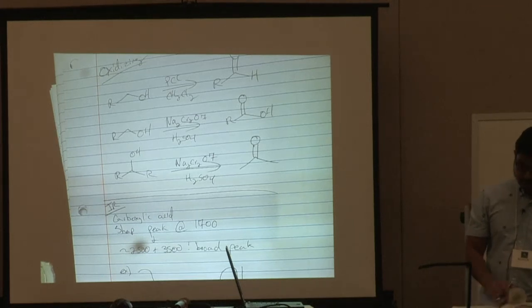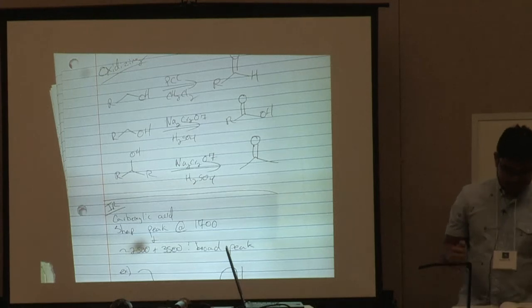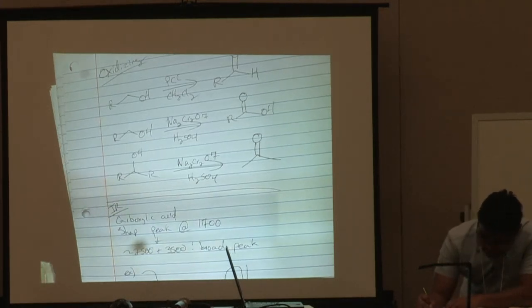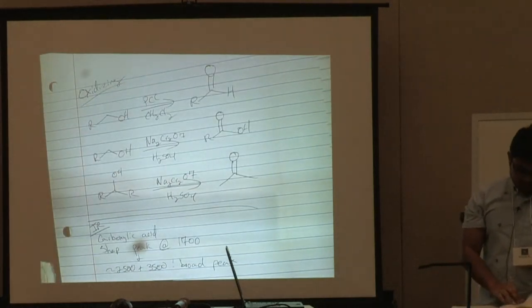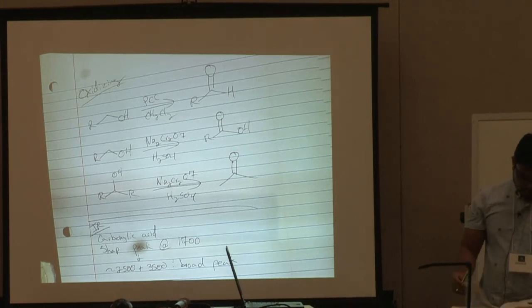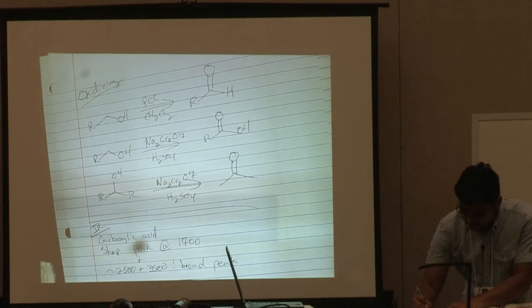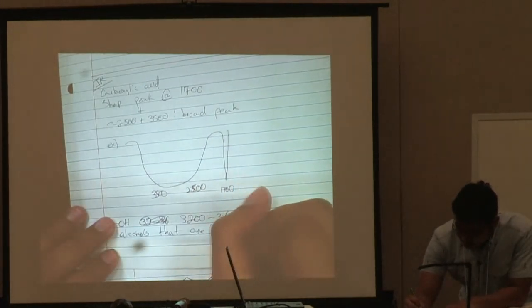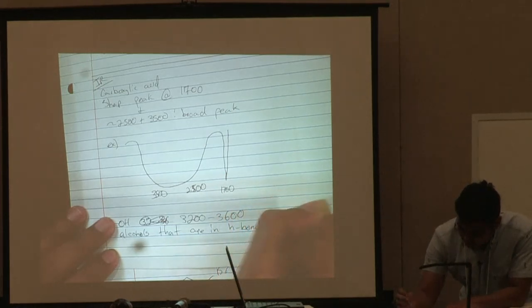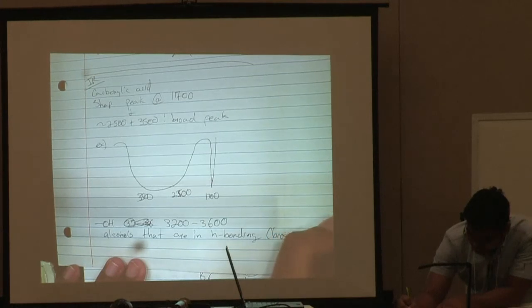Your professors will usually tell you which functional groups you should know. Big ones are things like alcohol. Alcohols are usually around 3200 to 3600. Know that when alcohols appear in an IR spectrum, if they are undergoing hydrogen bonding, then they're broad. So alcohols that are in hydrogen bonding will be around this area, but they will be broad, right? If they're not, then they're sharp.